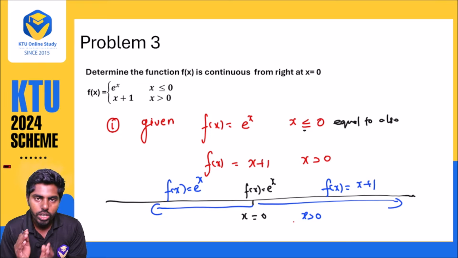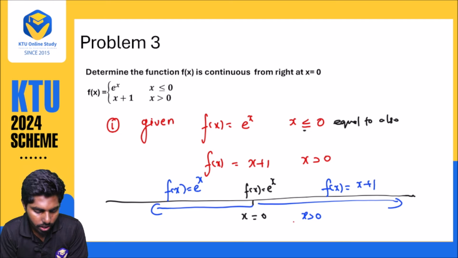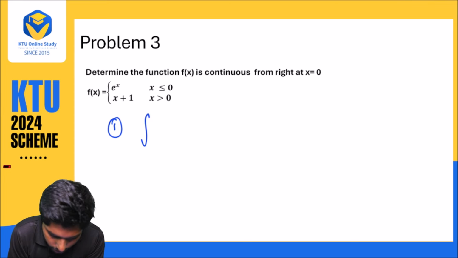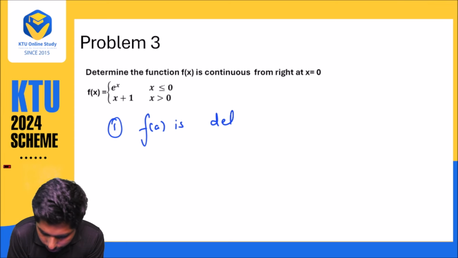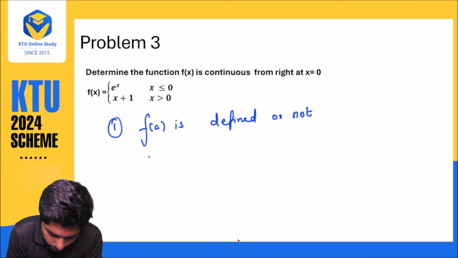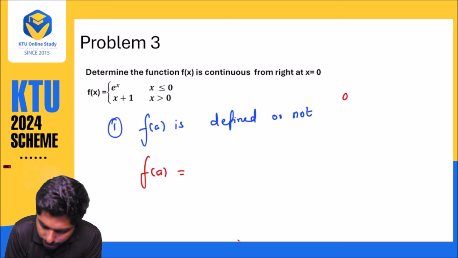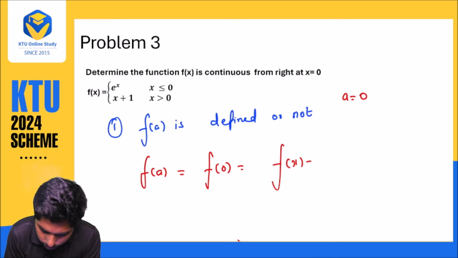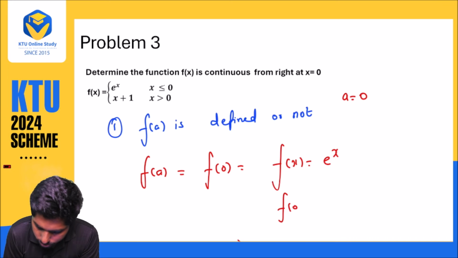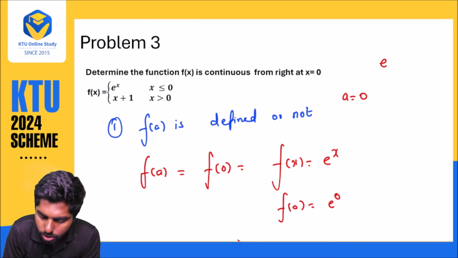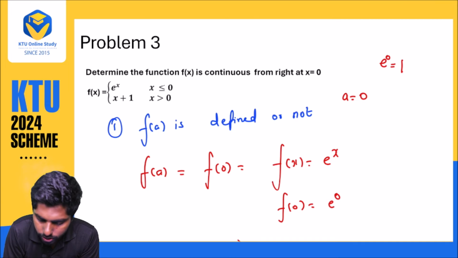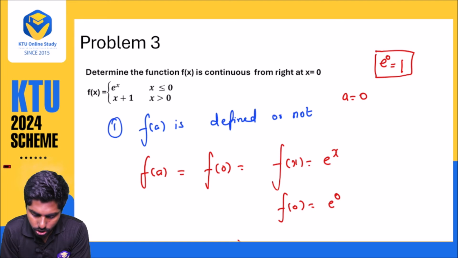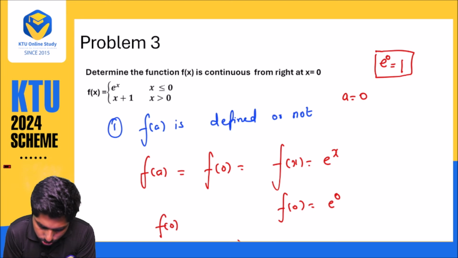So first condition is what? First condition we want to identify whether f of a is defined or not. So f of a is equal to, what is a? A equal to 0. So f of 0 is equal to e power of 0, since f of x is e power of x. What is e power of 0? E power of 0 is equal to 1. So f of 0 is equal to 1.